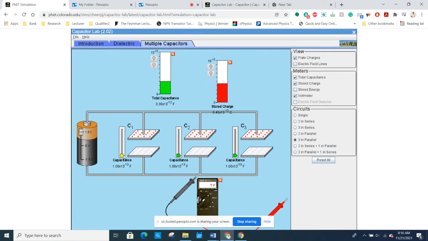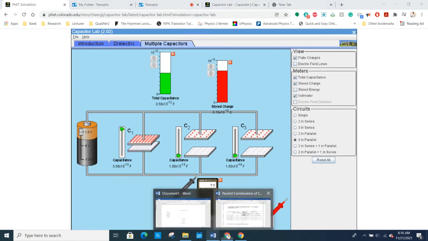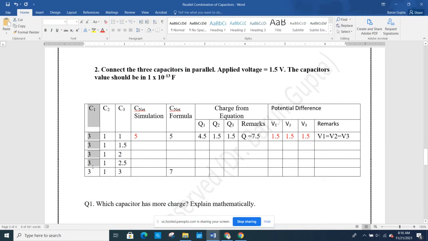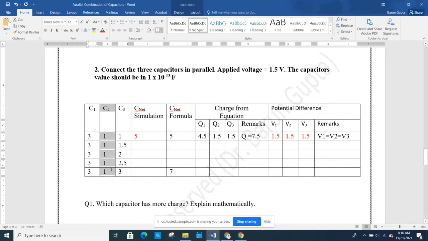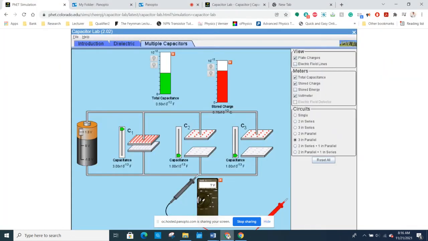So I have to make this one 3 and 1, and you see this is fixed at 3, C2 is fixed at 1, and then all you have to do is change C3. C3 goes from 1. So when it is 1, let's calculate. You see this is 3, 1 and 1. So what is the net capacitance?